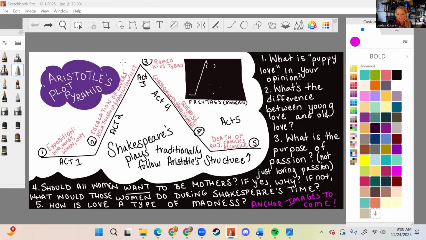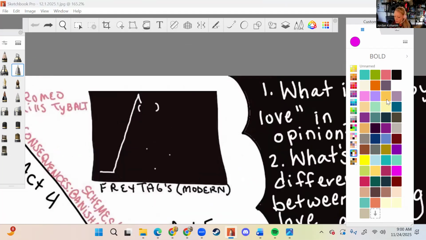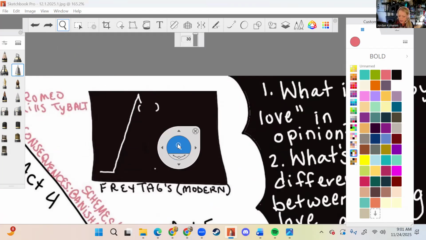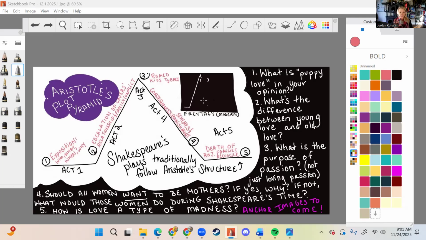This is just to give you a general idea of the different types of plot pyramids that exist. This is also a plot pyramid, Freytag's plot pyramid. This is the more modern one that we think of, where we have just a little bit of background information before we're tossed into the plot, and the plot makes up the majority of the story. It's the building, rising action. Then we have a climax, the turning point in the story, and then the falling action that happens afterwards.